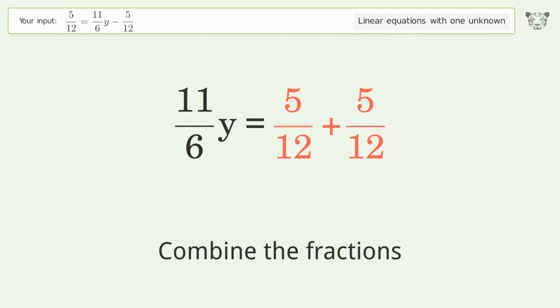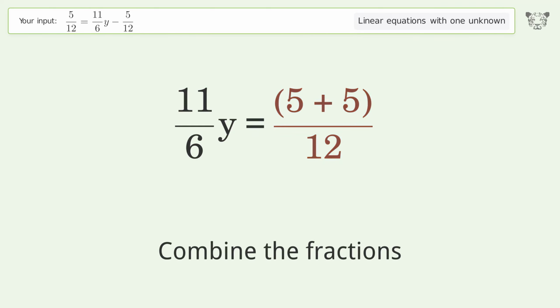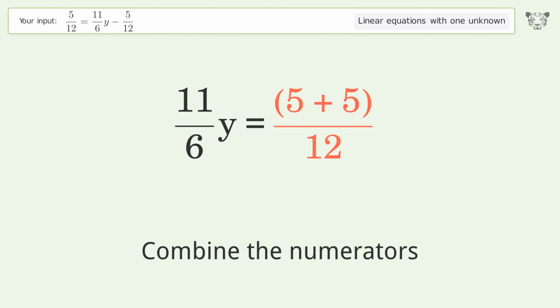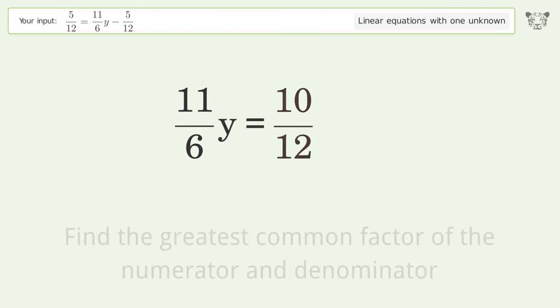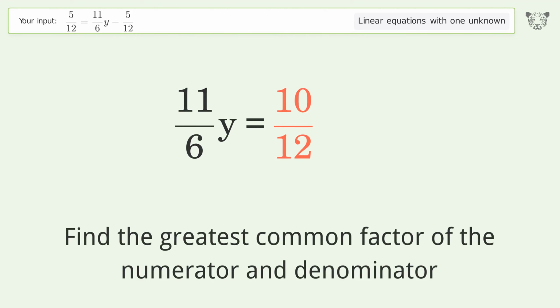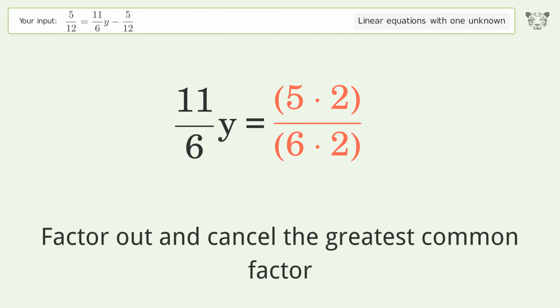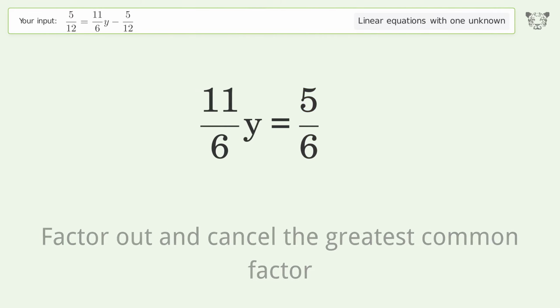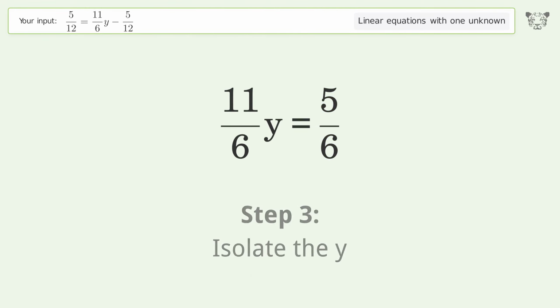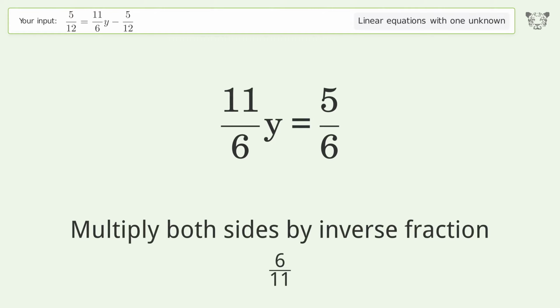Combine the fractions. Combine the numerators. Find the greatest common factor of the numerator and denominator. Factor out and cancel the greatest common factor. Isolate the y. Multiply both sides by inverse fraction 6/11.